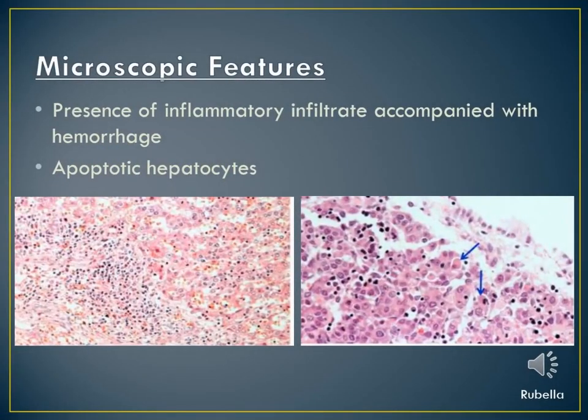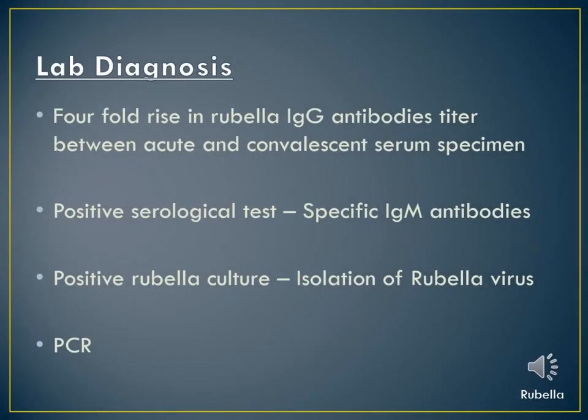Now I'll be explaining about the microscopic features. The microscopic features of rubella are presence of inflammatory infiltrate accompanied by hemorrhage, which can be seen in the diagram below, and also presence of apoptotic hepatocytes, which can be seen at the arrow. The diagnosis of rubella is dependent on laboratory tests because the clinical presentation of the acquired infection is typically subclinical, mild or non-specific. Serological analysis is the mainstay of diagnosis.